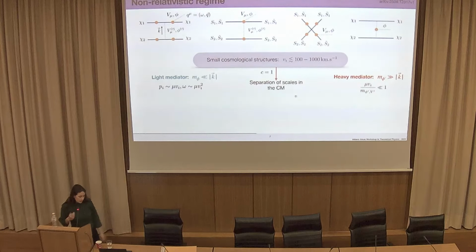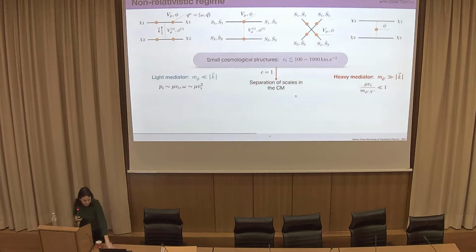However, we are lucky because we want to apply our result to a small-scale structure, where the velocity of dark matter is low, such that we're in a kind of non-relativistic setup. This non-relativistic setup naturally leads to a separation of scale in the center of mass frame of the scattering between the initial momentum of the two particles that scatter and the energy of the particle that is emitted.